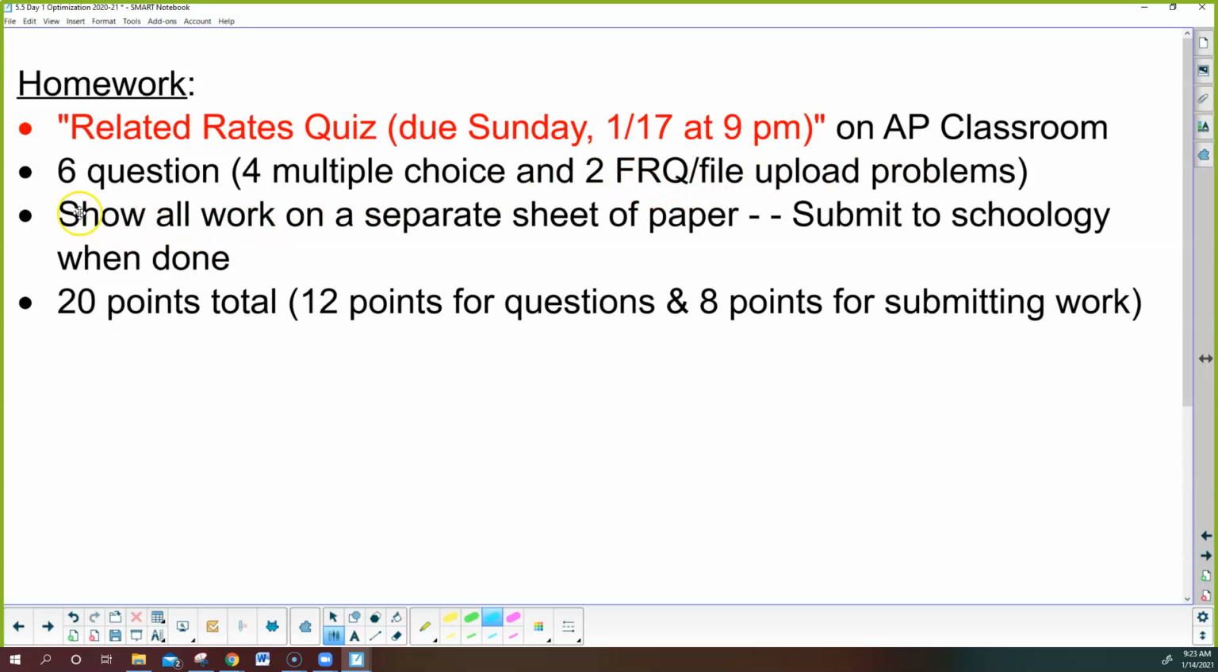Okay? Please remember to show all your work on a separate sheet of paper. Submit that paper to Schoology when you're done, because if this file upload doesn't work for you for some reason, then I go and check Schoology as a backup. All right? The quiz is 20 points. You get 12 points for answering the questions, and you get 8 points for submitting your work. So showing your work for all the problems is close to a third of the test value.